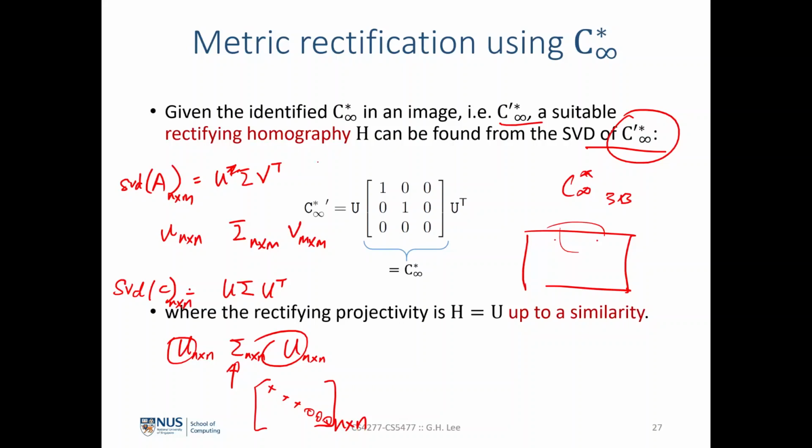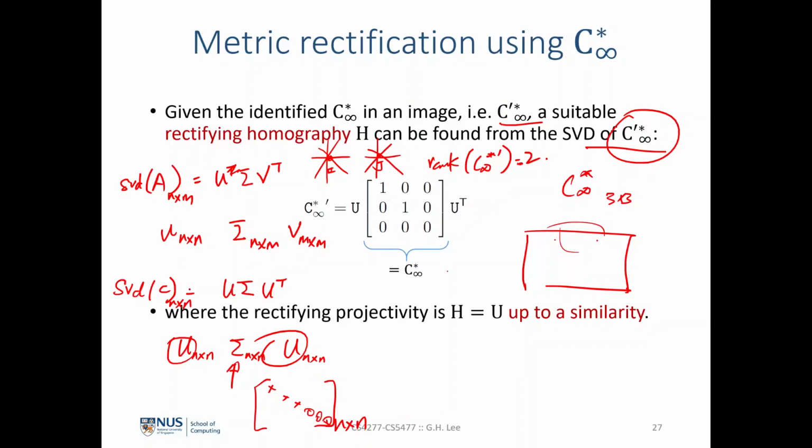Recall that C infinity star is a rank-deficient conic because it defines two points I and J, the circular points, using lines. So these are degenerate conics with rank 2. The rank of C infinity star prime here is equal to 2. Hence, after the singular value decomposition, the eigenvalue entries would only have two non-zero components, and the third one will be 0. So this reveals the rank of C infinity star prime as well.